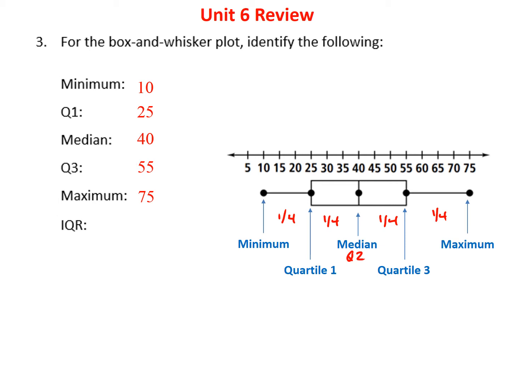Now the last one, IQR, is the interquartile range, and that simply means how far it is from quartile 1 to quartile 3. So we take the numbers 55 minus 25, and the interquartile range is 30.